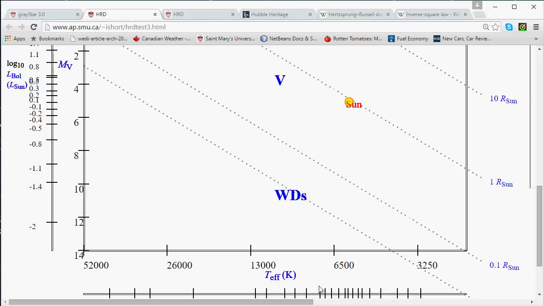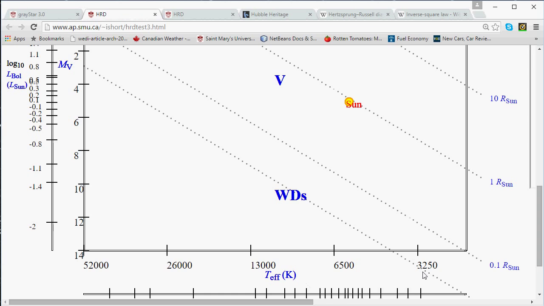Now, the next thing to notice is the unit of temperature here. We are on the Kelvin temperature scale, also known as the absolute temperature scale, and that's the temperature scale that we defined back in episode 1.